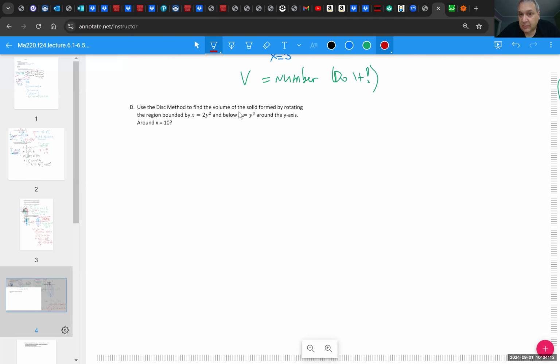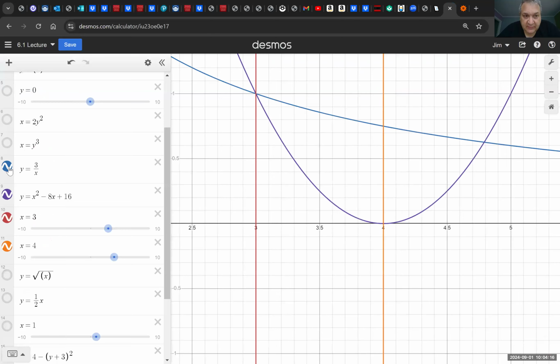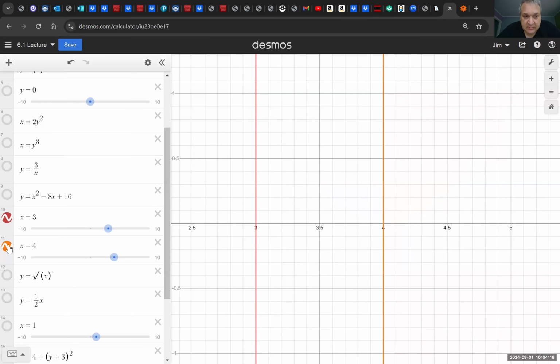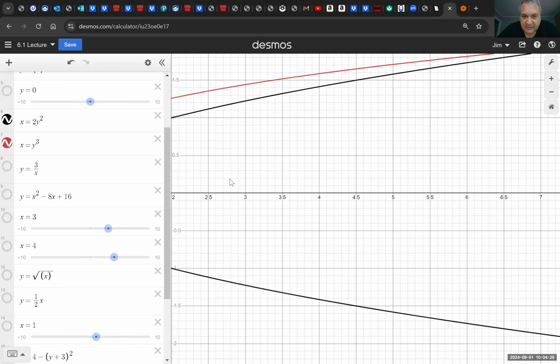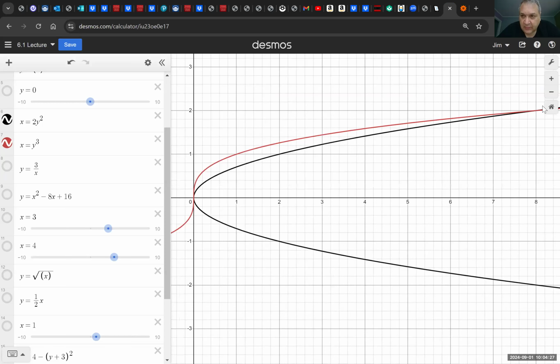So we get this x equals 2y squared and x equals y cubed. Let me get rid of this painful other graph and go to these guys, x equals 2y squared, x equals y cubed. That's this little skinny region we've done before, going from 0, 0, and this point over here is 8, 2.